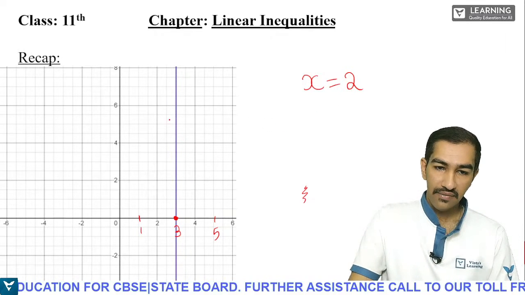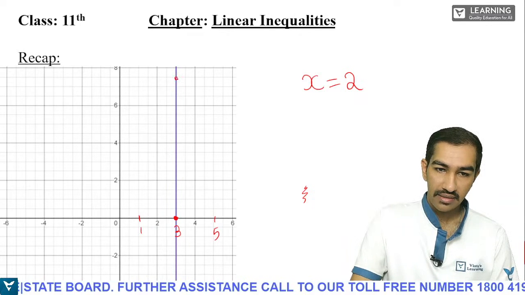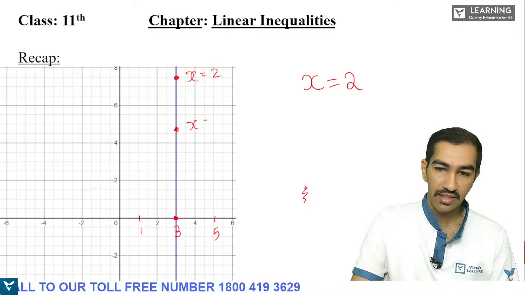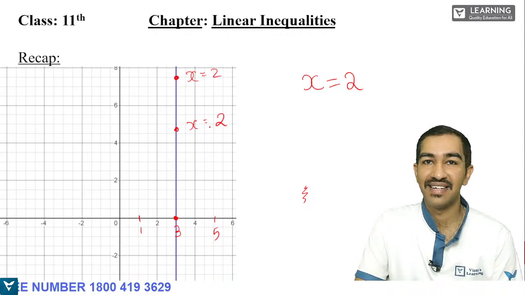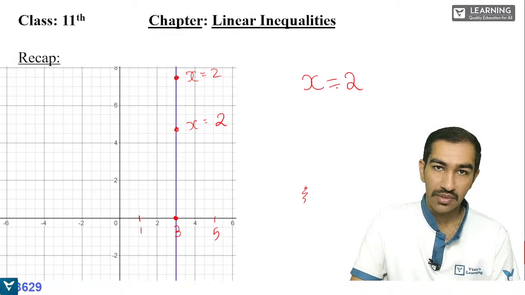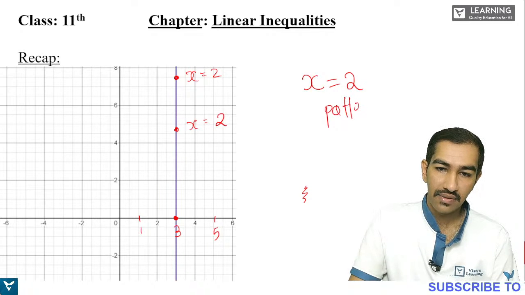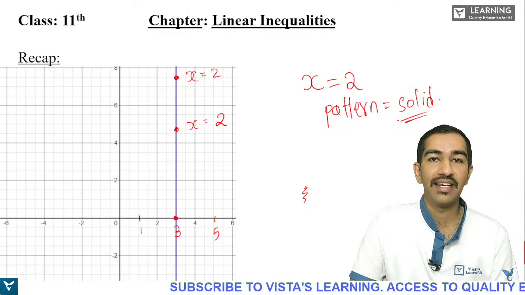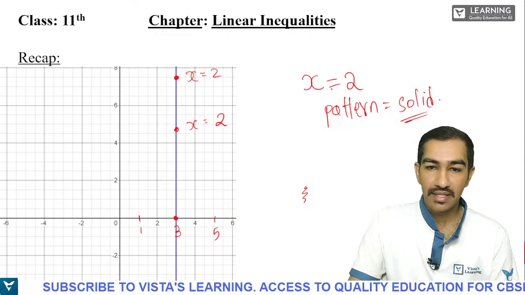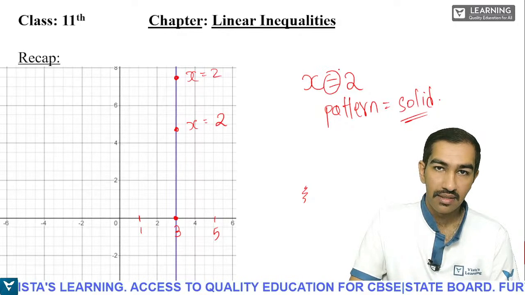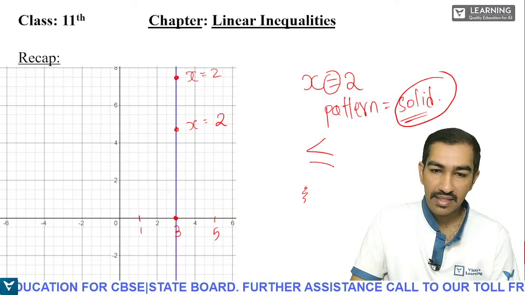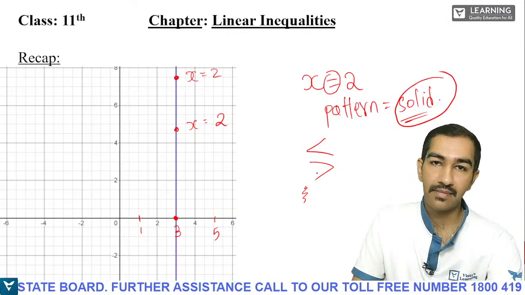So you take any point on this line. What is x equal to? X is equal to 2. You take this point. What is x equal to here? X is again equal to 2. So when x is equal to 2, look at the pattern of the line here. The pattern of the line is solid. So what you have to remember here is whenever you're getting an equal to symbol, the line must always be solid. Okay. So what about lesser than and greater than symbol? I'll be telling you in the next slide. Okay, moving on to the next one.